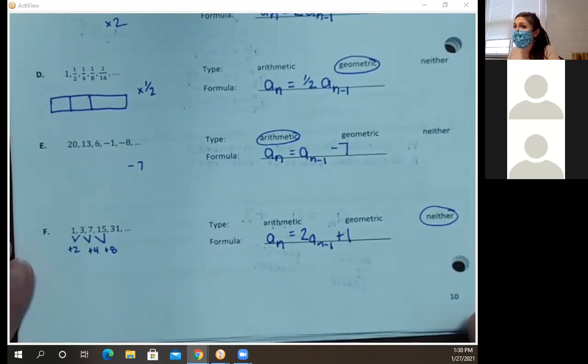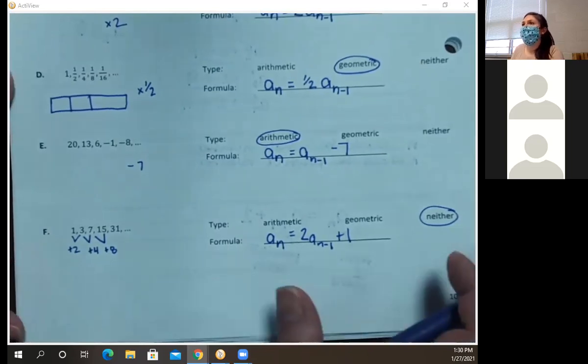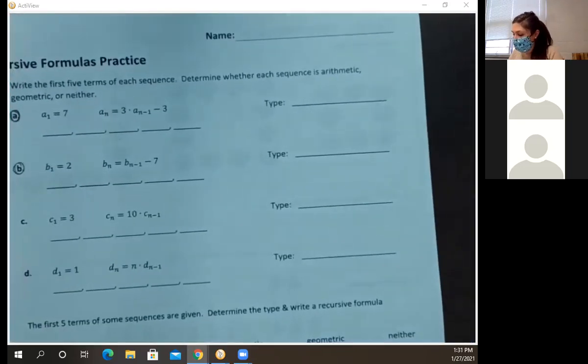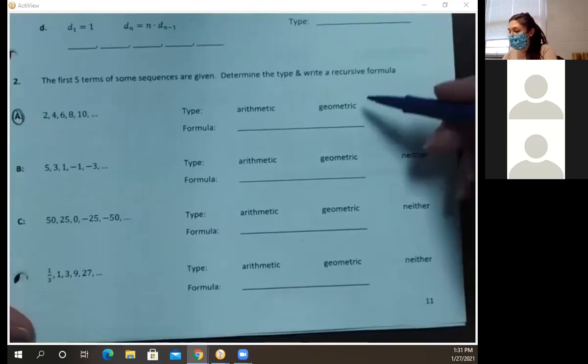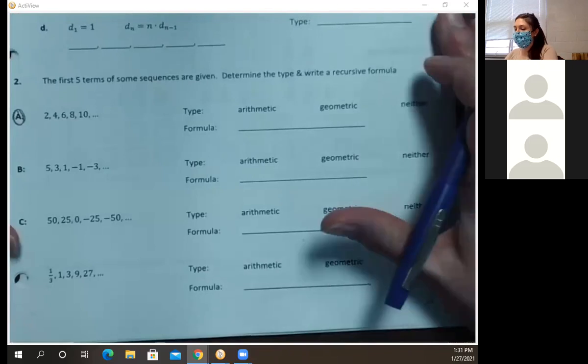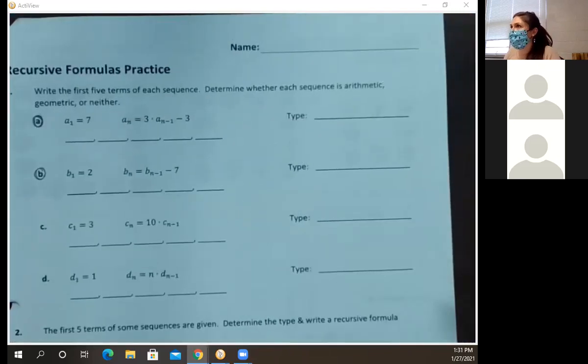Questions for me on page 10? Okay, let's take a look at just a couple more together. So on the next page, page 11, the bottom, number 2, looks like what we just did. So I want to take a look at a couple problems on the top.